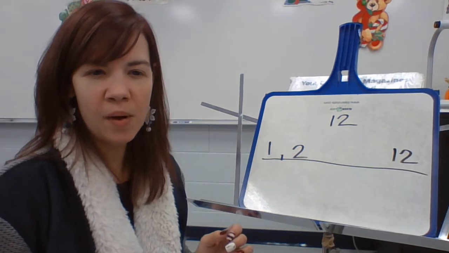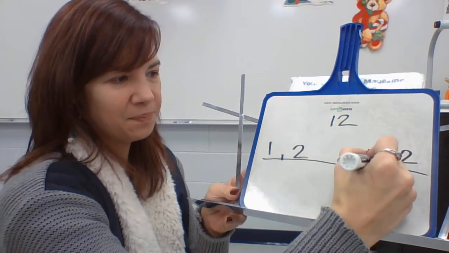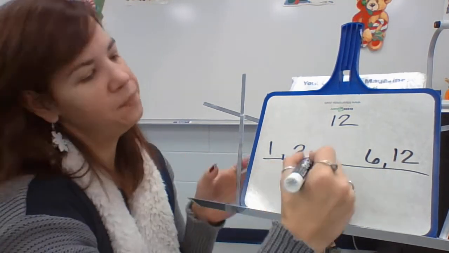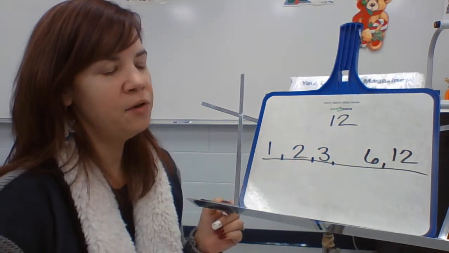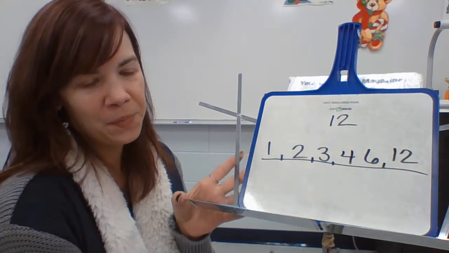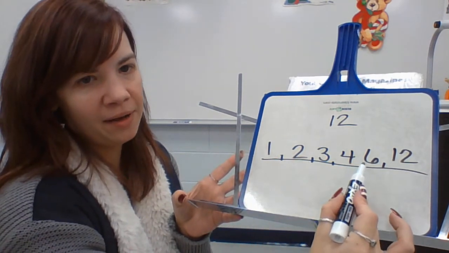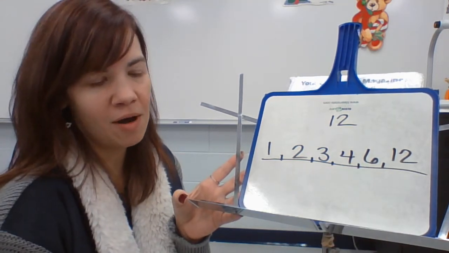Anything times 2 gives me 12? I hope you said 6. And if you did, you are right. And then we move up 1. Anything times 3 gives you 12? You're right, 4. And notice I'm putting these commas in. If I miss putting a comma in, see how it looks like 46? So you need to make sure you're putting in those commas.